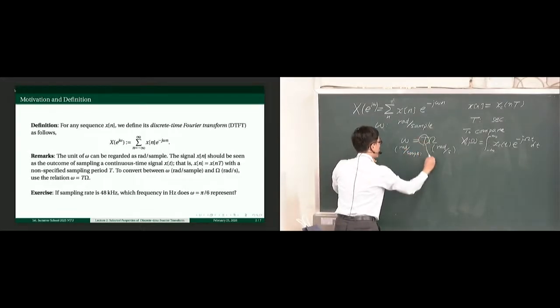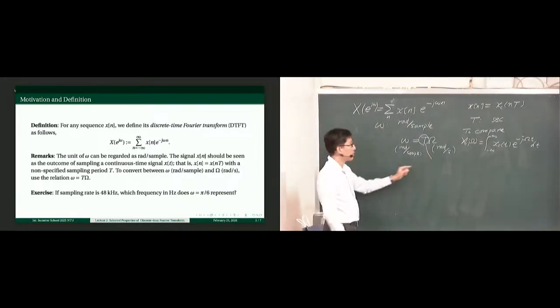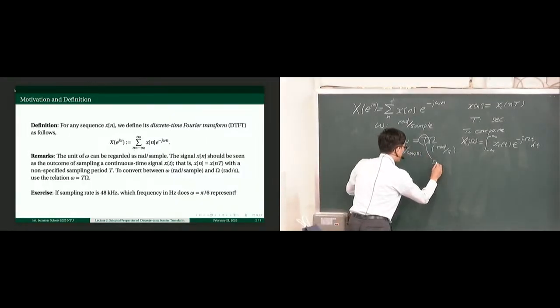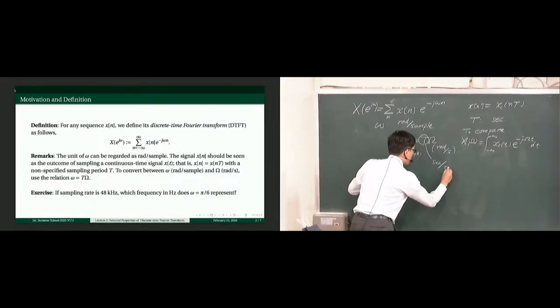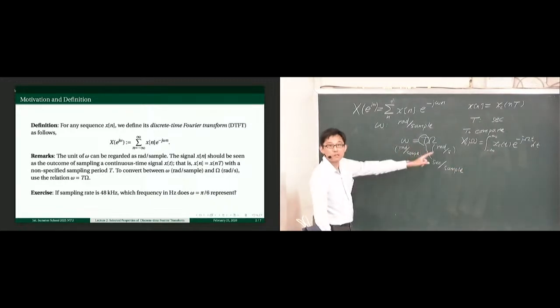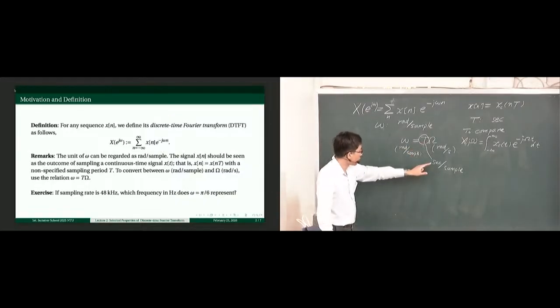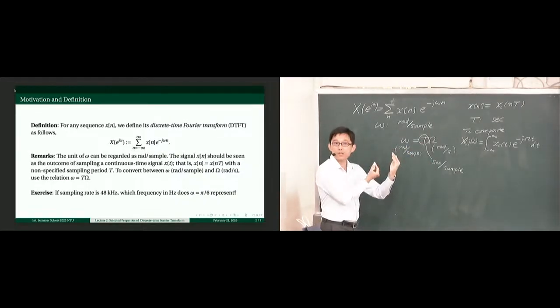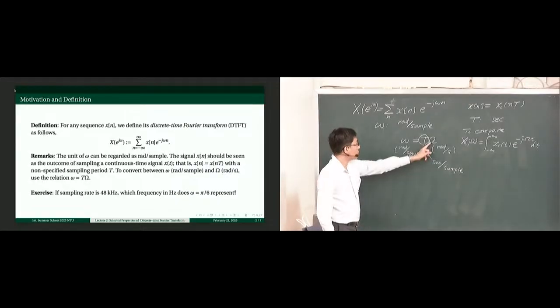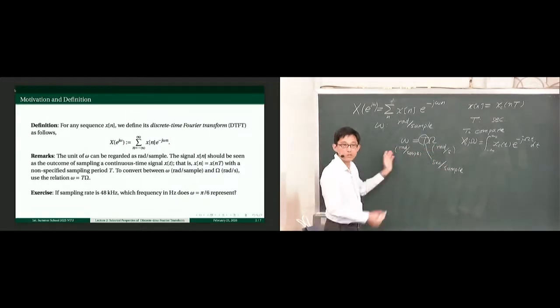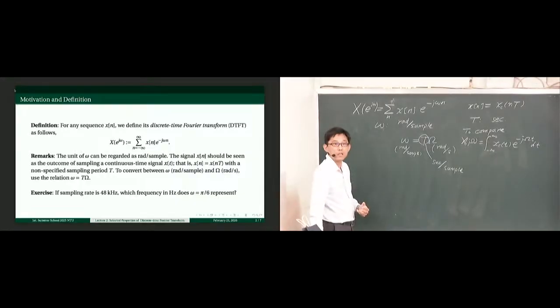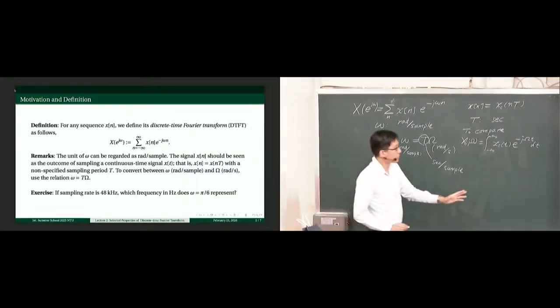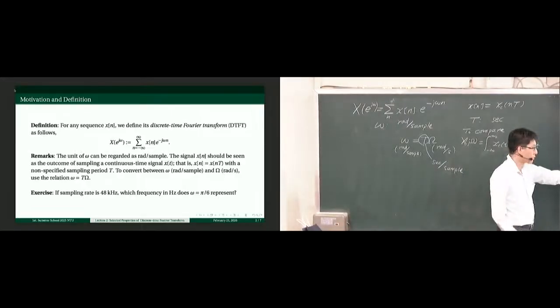Because what is T? T is the sampling period. T tells you how many seconds per sample. That's the meaning of sampling period. So it really makes sense: small omega, radian per sample; T, how many seconds per sample, the sampling period, the length; and big omega's unit is radian per second. Everything is consistent. Please bear in mind this is correct. It's very simple.